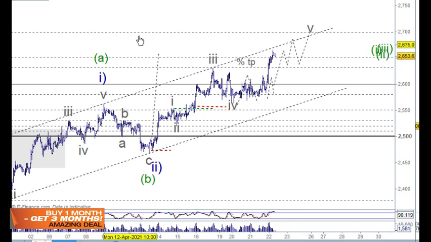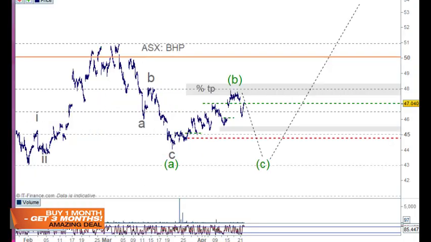Okay, so just to recap the ASX 200 here for a moment, let's just go back. Oh, we haven't looked at the other guys, have we? We got sidetracked.